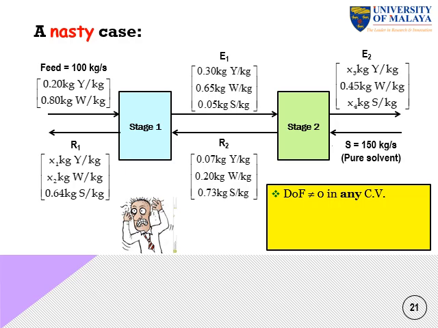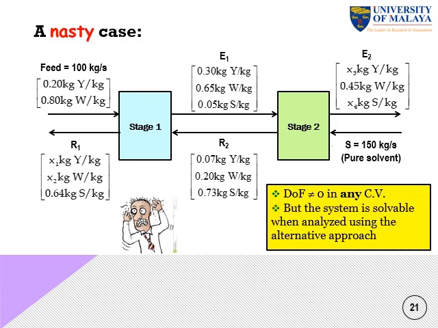If you don't believe me, try it yourself. Okay, so what you do is, if you see there is no control volume where the DOF equals 0, but the system is solvable when analyzed using the alternative approach. What is the alternative approach? The alternative approach is when you analyze the stream by stream.